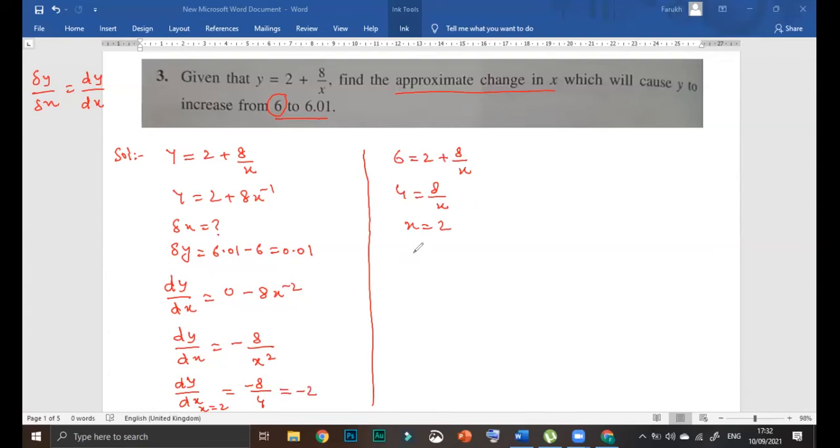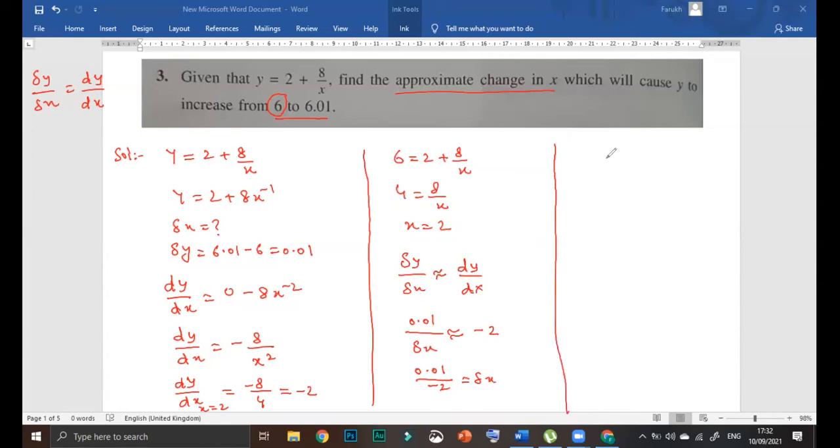Now we will write down the rule for small changes. del y over del x is approximately equal to dy over dx. del y is given as 0.01. del x is unknown. And dy by dx is minus 2. So 0.01 over minus 2 is equal to del x.